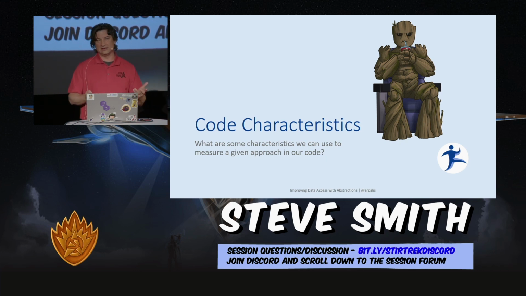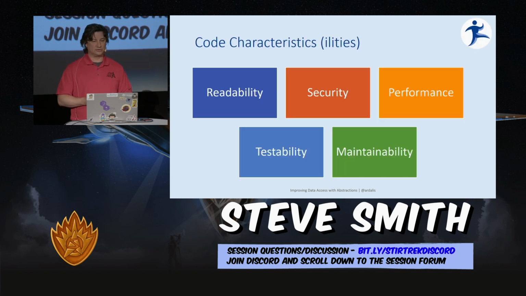Because everything in how we're going to design this code is going to come down to trade-offs. And so the trade-offs that I'm going to be most interested in here, and what I've chosen to focus on, and there are others, are readability, security, performance, testability, and maintainability.